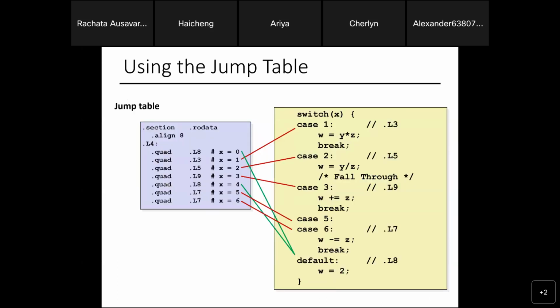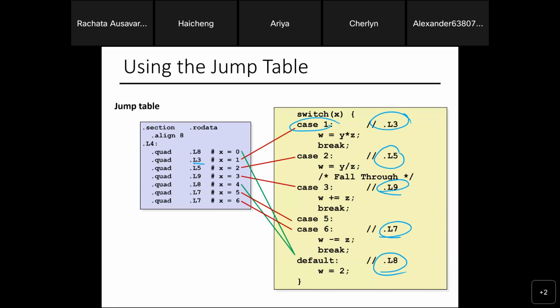Now, let's look at the jump table again, right? Go back to your switch case, you see that x of 0 is the default case, so that's why you go to L8. Then if x is 1, you go here, right? L3. Basically this becomes L3, this becomes L5, this is L9, this is L7, this is L8, the default. And you see that the table corresponds exactly to those blocks of the switch case. Okay? All right.